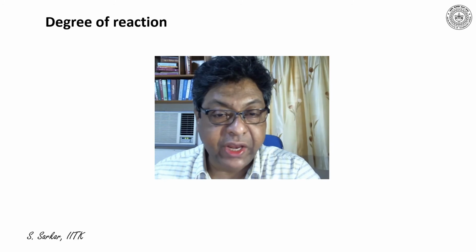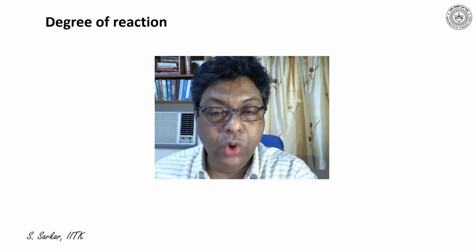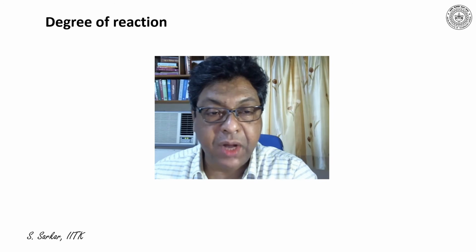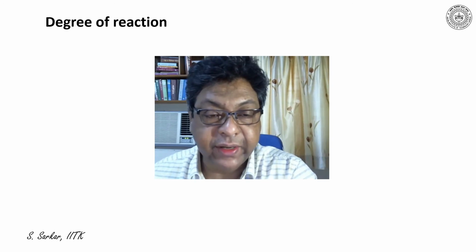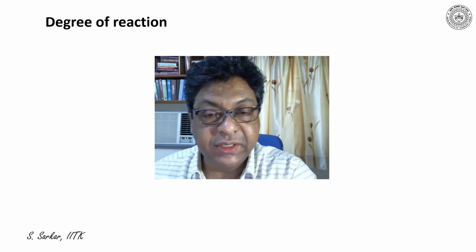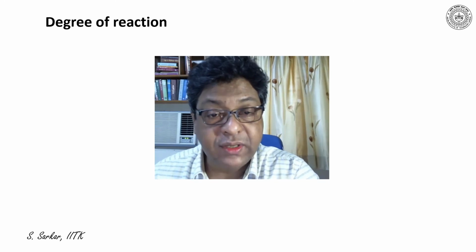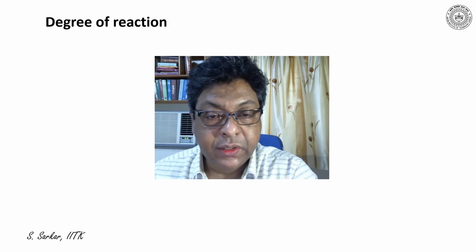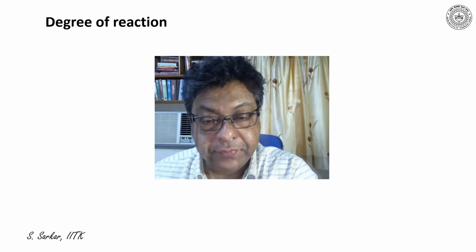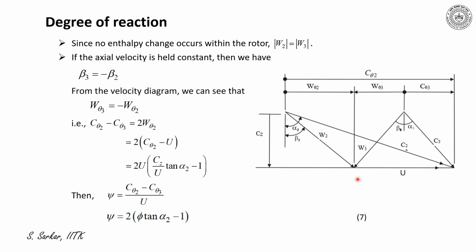Now I'll derive the expression for blade loading capacity of an impulse turbine following the velocity triangle and try to establish the influence of nozzle exit angle on work transfer. I have indicated here again the velocity triangle of an impulse stage. Now it can be stated that since no enthalpy change occurs within the rotor, the magnitude of W2 should be equal to the magnitude of W3.